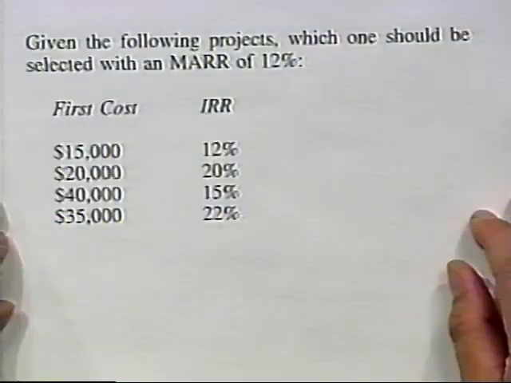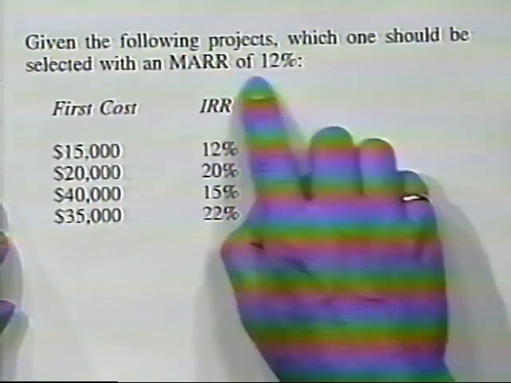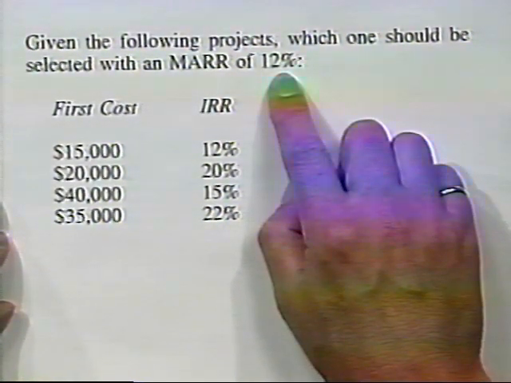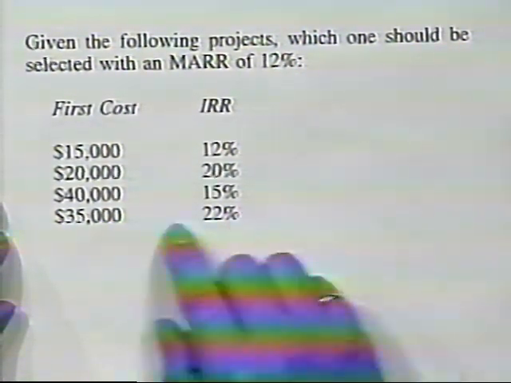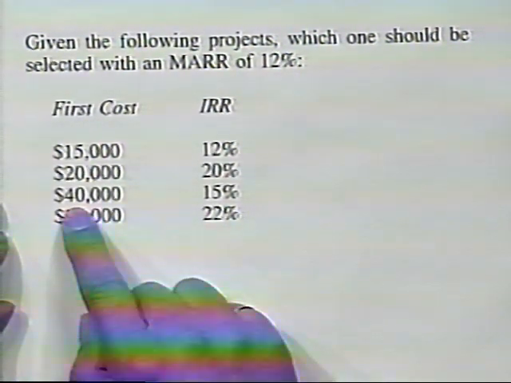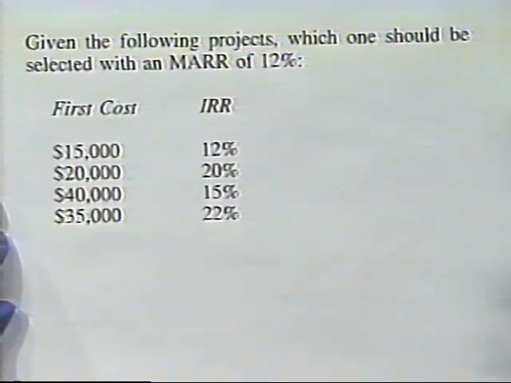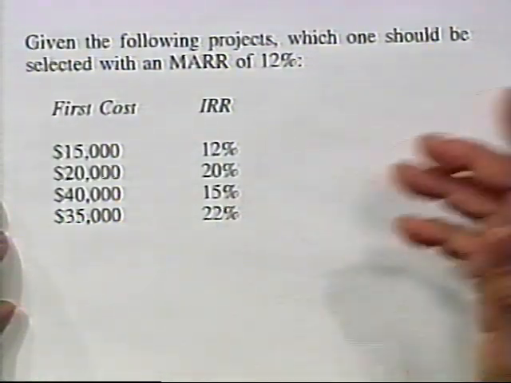On the other hand, another point of view says, well, we want to earn more than 12%, and the more money we can invest at a higher rate of return than 12%, the better. So maybe we should invest in a project that costs $40,000, because then 40,000 of our dollars are being invested at a high rate of return, at 15%, which is above our minimum acceptable.